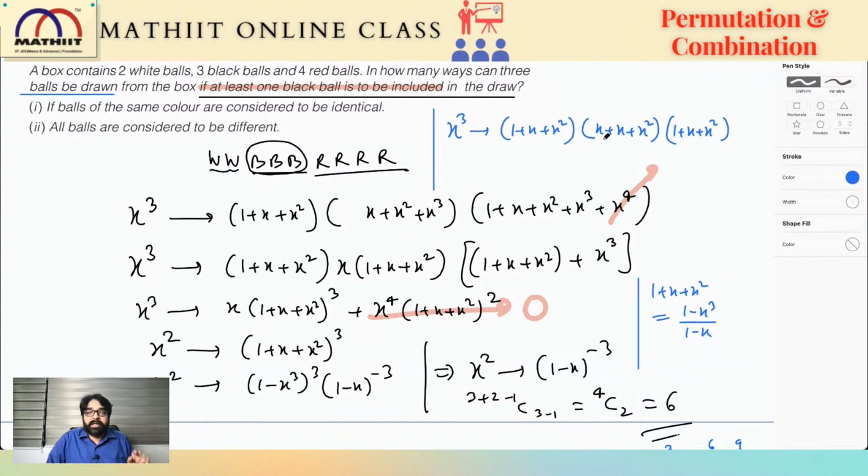See, now x will be common from here. Sorry, something wrong I did. I'm sorry. x plus x square plus x cube. Yes, x common from here. So this will be the same as x cube in x, take it out, and into 1 plus x square whole cube. See, the same situation is coming up. The coefficient of x cube in this total means the coefficient of x square in this, which is coming here.